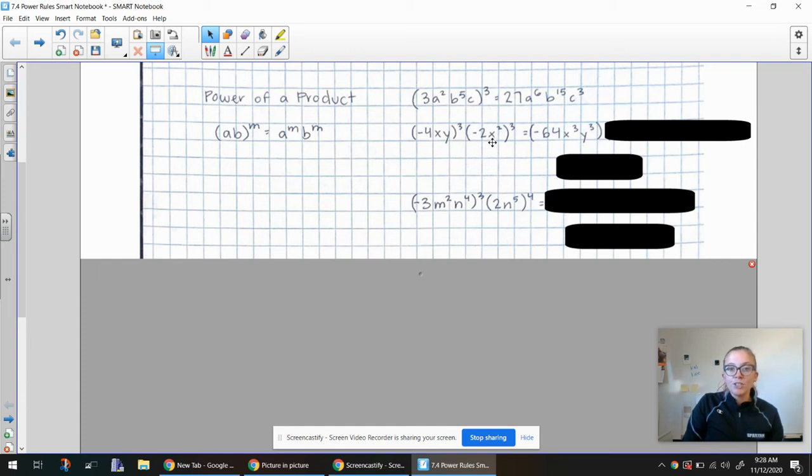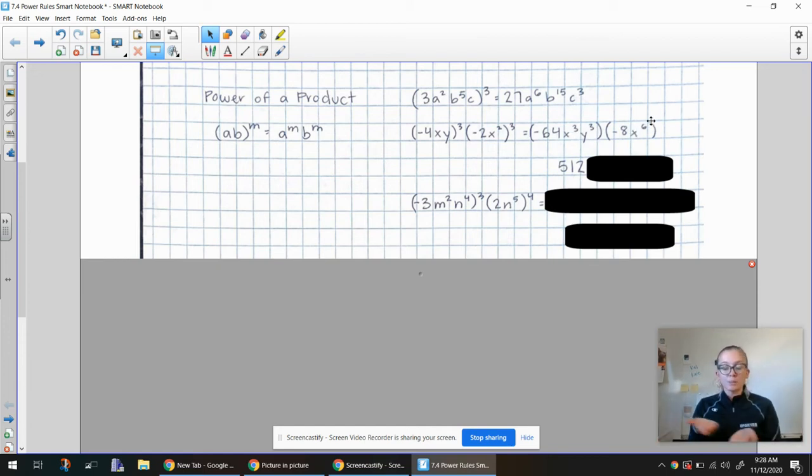Then we have negative 2x squared to the 3. Negative 2 to the third power is negative 8. X squared to the third power is x to the 6th. At this point, we're going to multiply everything together. So negative 64 times negative 8 is 512. X to the third power times x to the 6th. Remember, when we're multiplying exponents with the same base, we add the exponents. So that's x to the 9th, and then y to the 3rd.